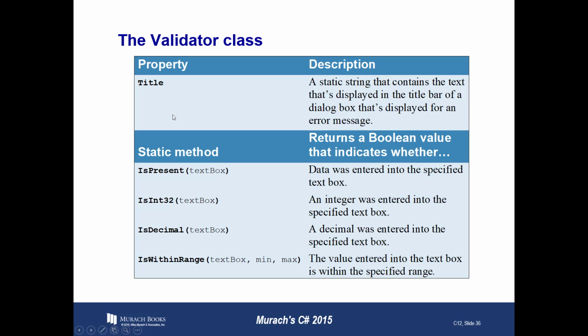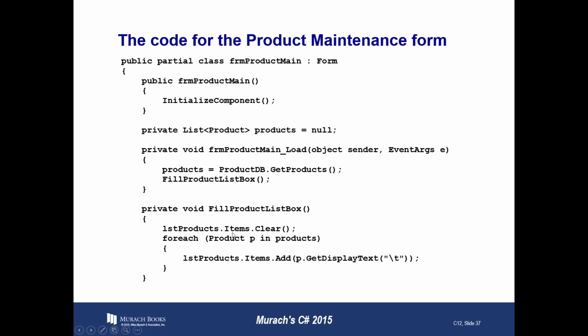So, again, title is the generic thing that's going to say, for anything that might be displayed for an error message. Is present checks to make sure the field isn't empty. Is Int32 is going to check to see if it's an integer. Is decimal, so we're not using that one now. Did we put a decimal value in there, something that could be converted to a decimal? And is within range, we'll hit on that later as well.